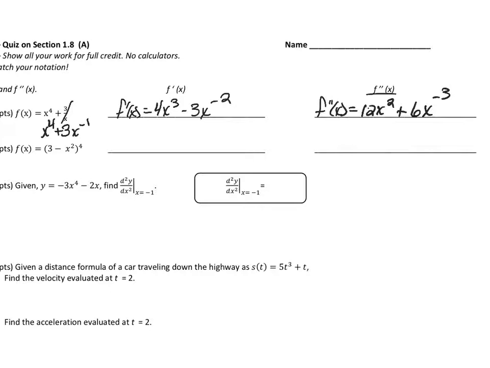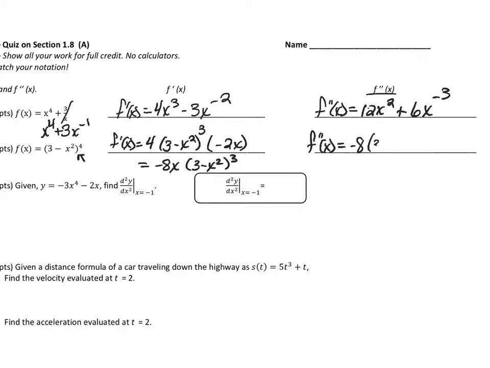For this next one, we need a chain rule. So the first derivative: bring the 4 down, keep what's inside, subtract 1 from the 4, and then chain rule out the derivative of the inside, which is negative 2x. You can rewrite that if you want to, and it can become negative 8x times 3 minus x squared to the third.